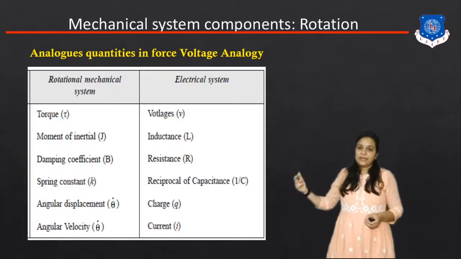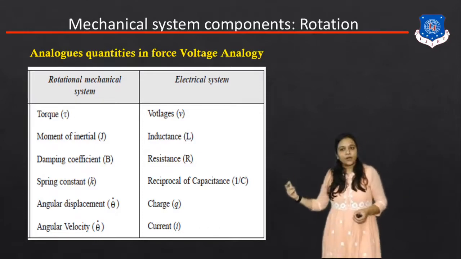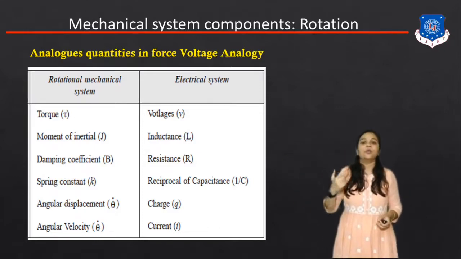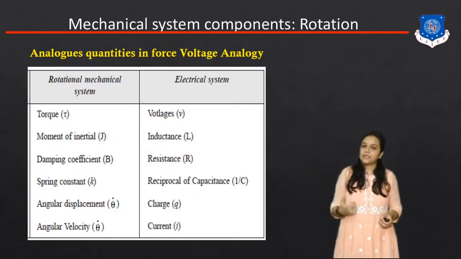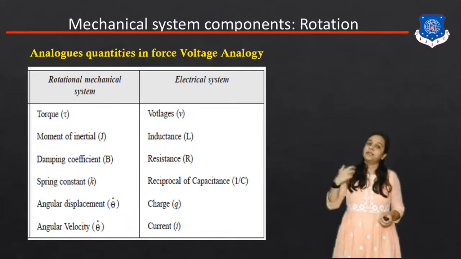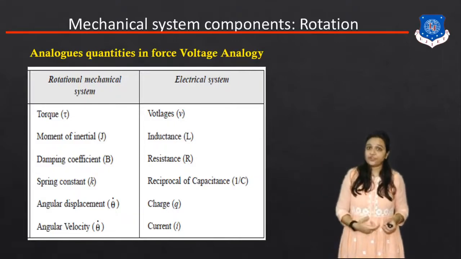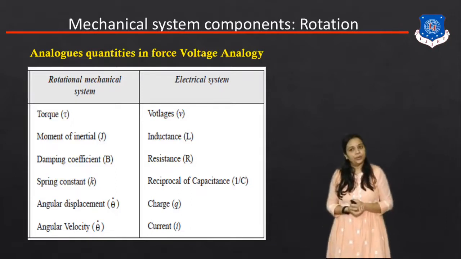Moment of inertia is equivalent to inductance. Damping coefficient B is equal to resistance. Spring constant K is equal to the reciprocal of the capacitor. Angular displacement is equivalent to charge, and the angular velocity is equivalent to current.